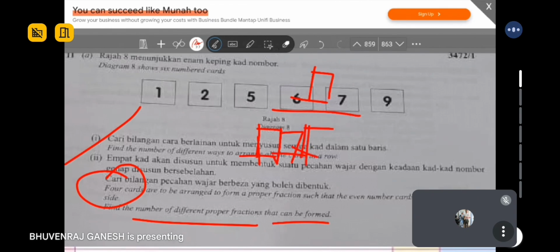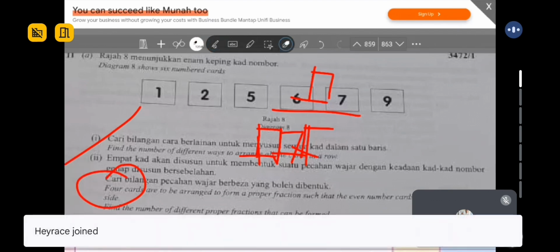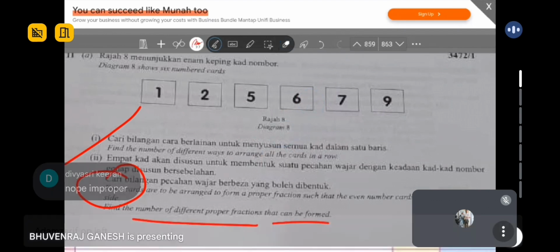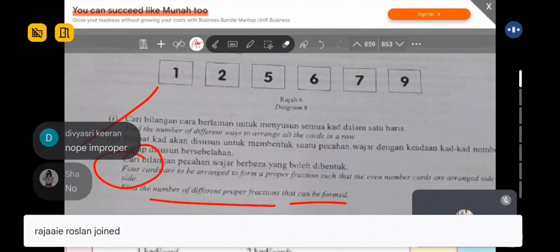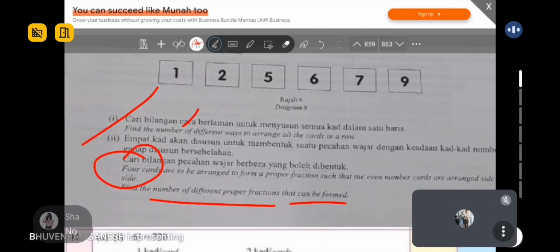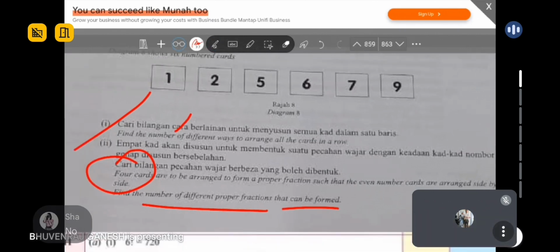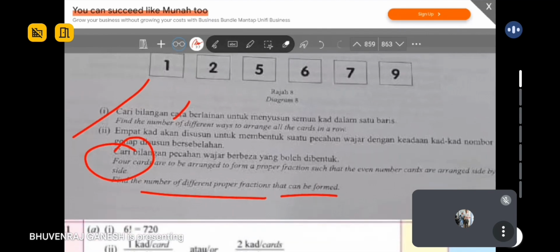1 card on top, 3 at bottom. Second case, yes, 2 over 2, guys. 2 cards on top, 2 on bottom. Can it be 3 over 2, guys? 3 cards on top, 2 cards on bottom. Boleh tak? Untuk pecahan wajar, cannot. Definitely improper. So got only 2 cases, but these 2 cases you can split to different cases.